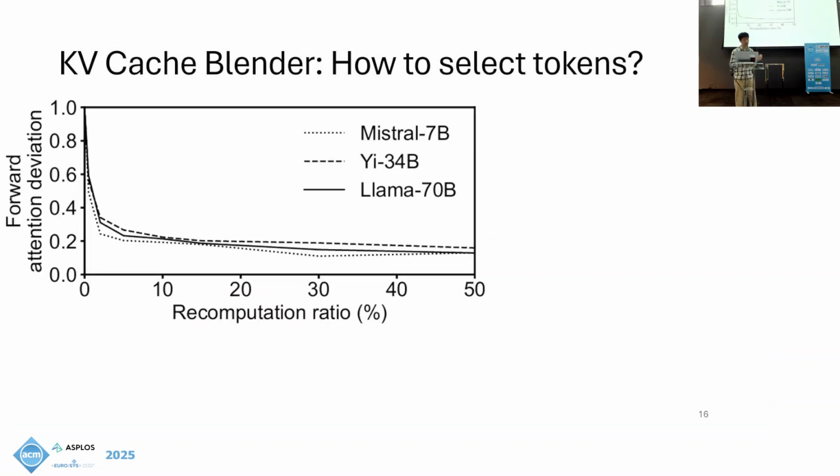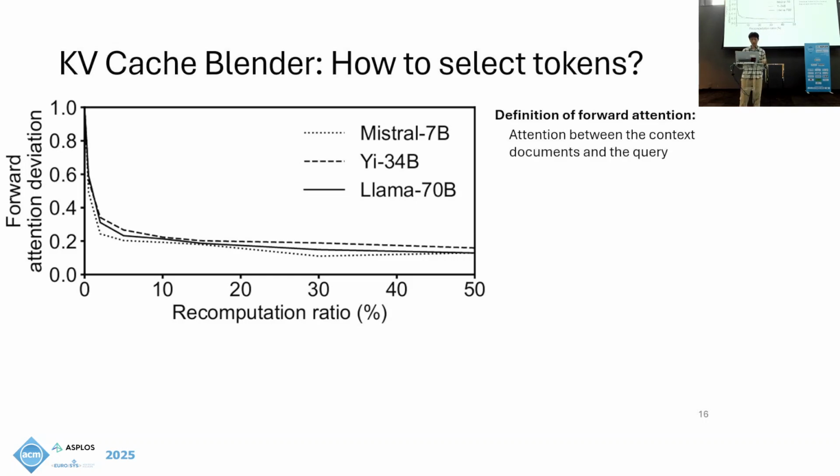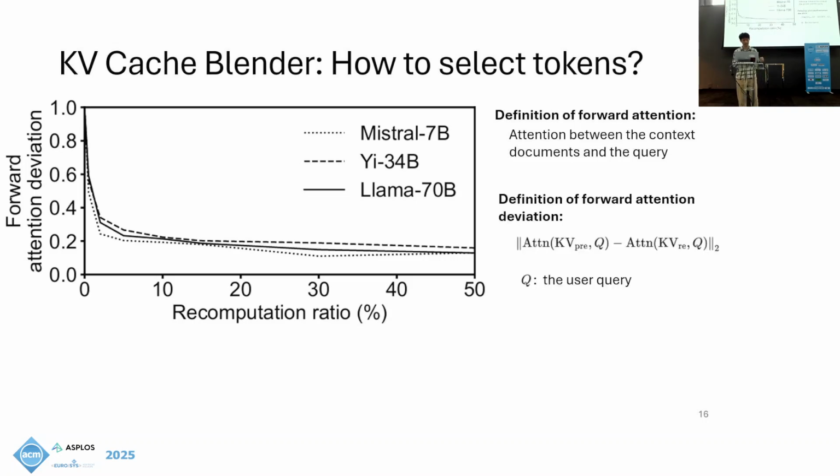Luckily, that works. In this figure, we show the effectiveness of such recomputation. The y-axis is the forward attention deviation, which will be explained later, and the x-axis is the ratio of recomputation, in which we always recompute the high KV deviation tokens. The definition of forward attention is the attention between the context documents and the query. And forward attention deviation is the L2 norm difference between the forward attention conditioned on the pre-computed KV cache and the forward attention conditioned on the fully recomputed KV cache.